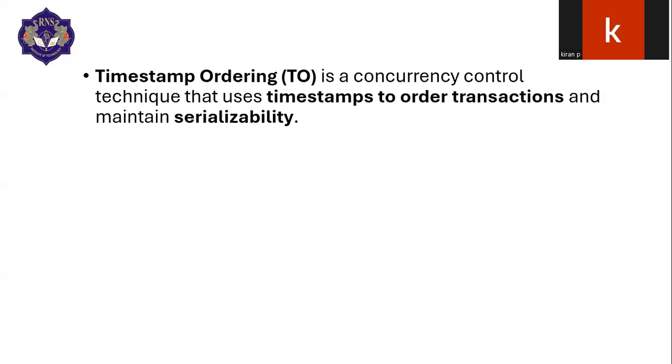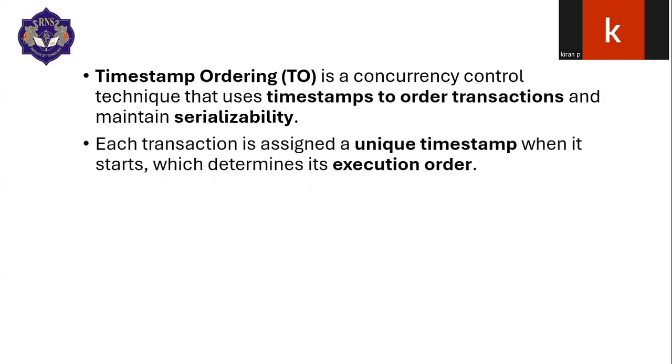In the previous approach, we used lock-based concurrency control. In lock-based concurrency control, we lock a particular region, either by using a shared lock or an exclusive lock. But in timestamp ordering, we use the timestamp. We use the timing concept to check whether we can ensure serializability.